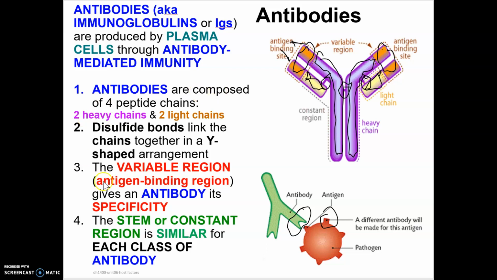So the stem and the constant region, so the constant regions are these areas right here. Those are going to stay the same for each antibody class, and there are several classes of antibodies. We're not going to get into it in this course. So they would stay the same, and then the variable regions would change so that they could bind to each different antigen.